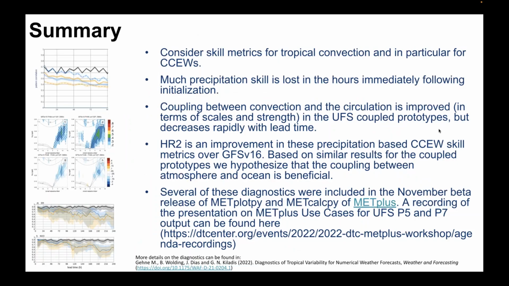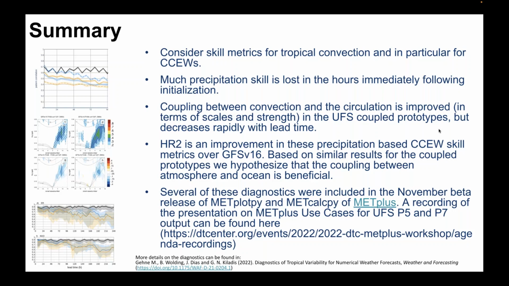So just a quick intermediate summary here. We considered skill metrics for tropical convection, and in particular for convectively coupled equatorial waves. We know that much precipitation skill in the tropics is lost immediately in the hours following initialization. In the coupled prototypes, the coupling between convection and the circulation is improved in terms of the scales that it happens at and the strength, but it still decreases rapidly with lead time.